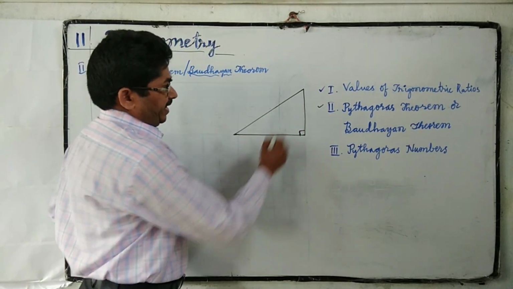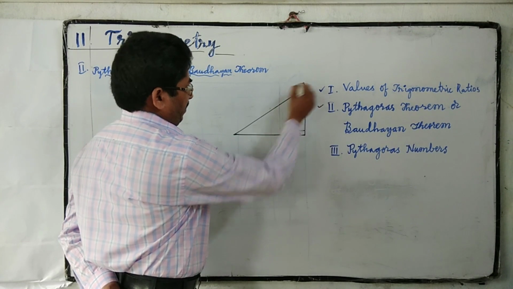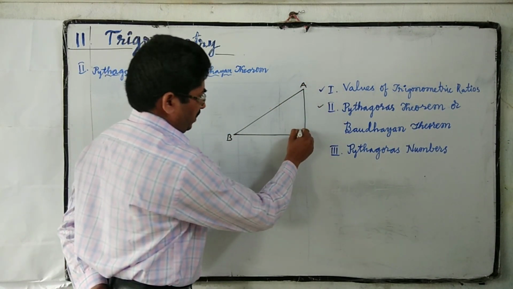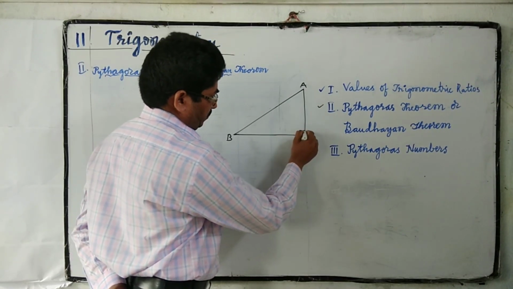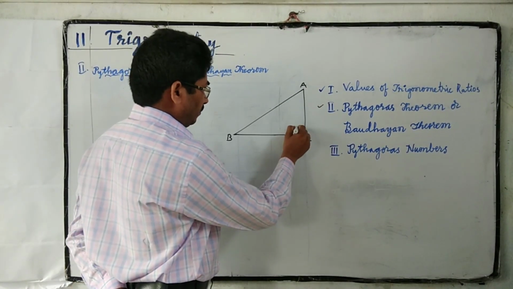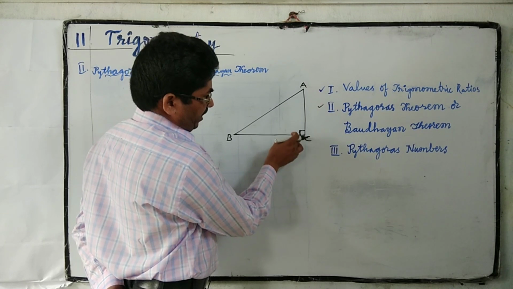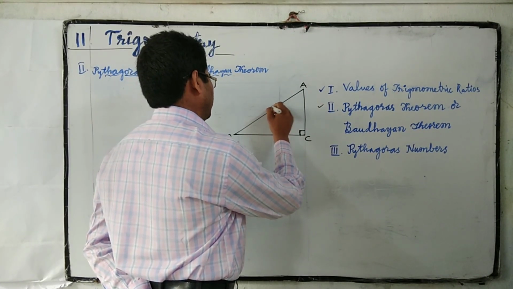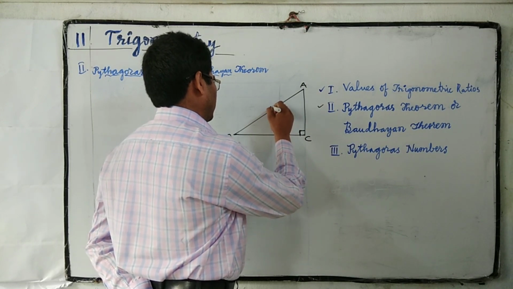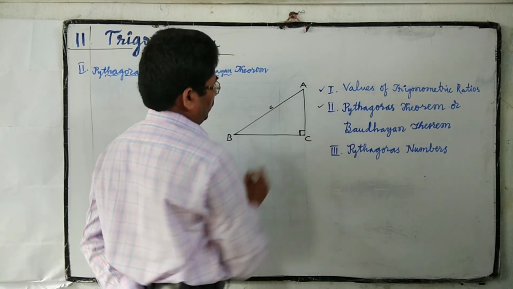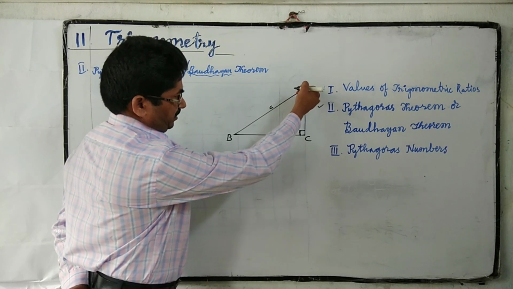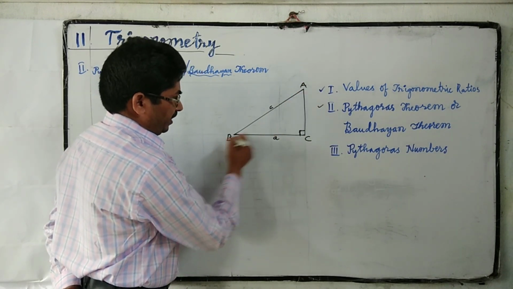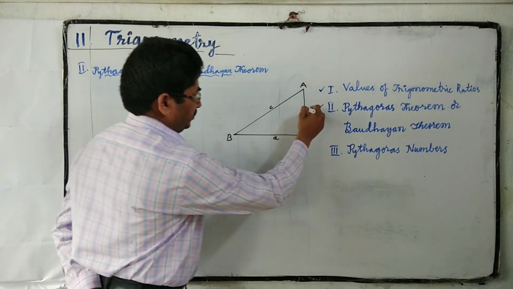This is a right angle triangle A, B, C, right angle at C. The opposite side of this right angle is the hypotenuse. We can denote it with C. The opposite side of angle A is small a. The opposite side of angle B is small b.